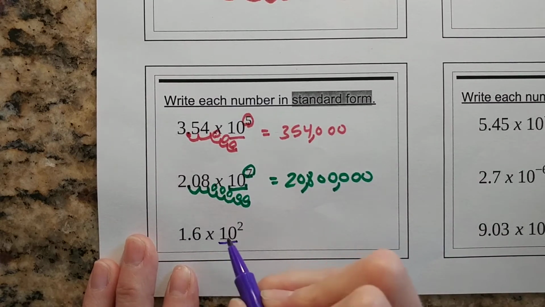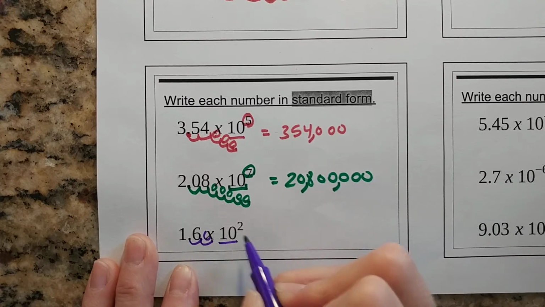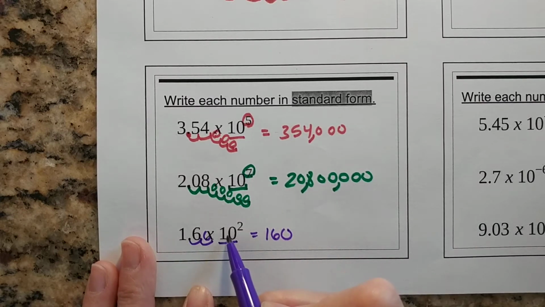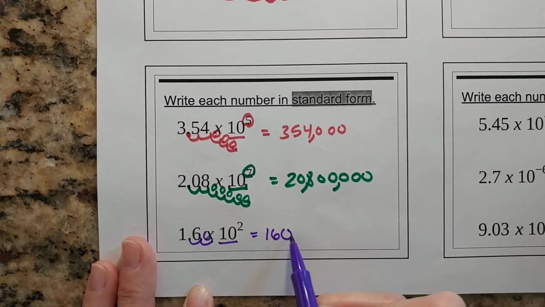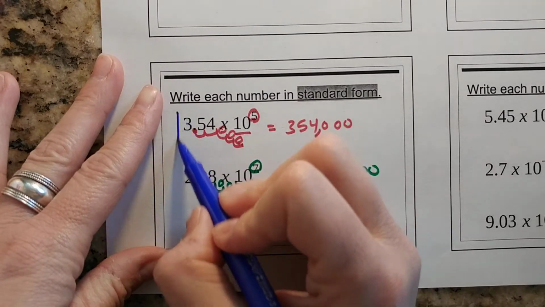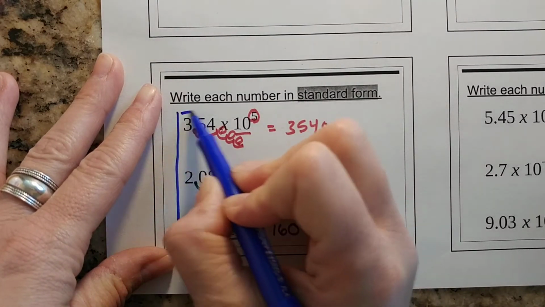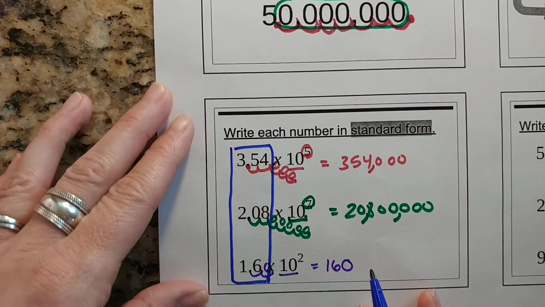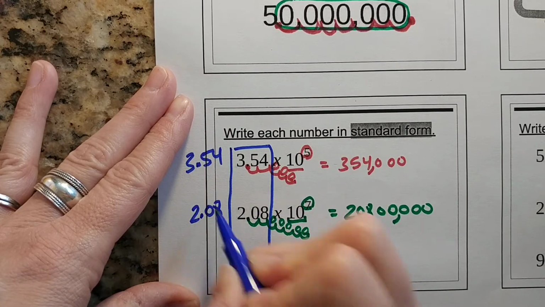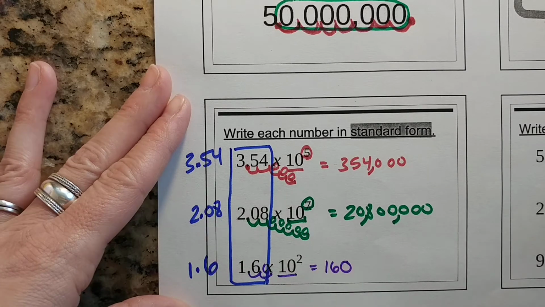1.6 times 10 times 10. Once, twice, 160. If you take 1.6 and multiply by 10, it's 16. You multiply by 10 again, 160. So what I want you to notice here is the first number in every single one of these. Remember how that started? This was 3.54, this was 2.08, and this was 1.6.